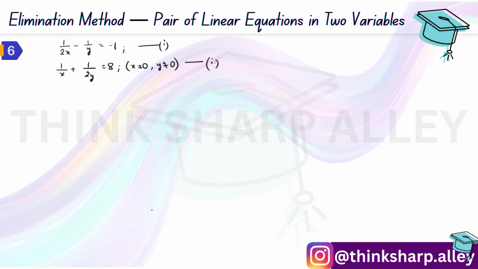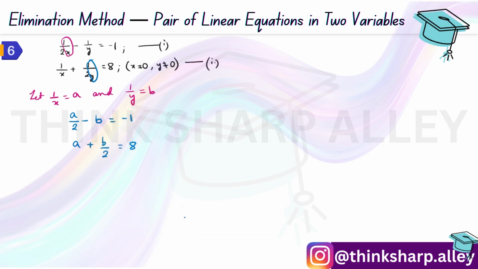Now an alternative method would be to substitute 1 by x and 1 by y. So let me say let 1 by x equal a and 1 by y equal b. So if 1 by x becomes a, my equation becomes a by 2 minus b equal to minus 1. And the second equation becomes a plus, now in place of 1 by y, again I'll put b. So b by 2, because 2 was in the denominator. Be very careful. Equals 8. Now the question becomes exactly like question number 2.